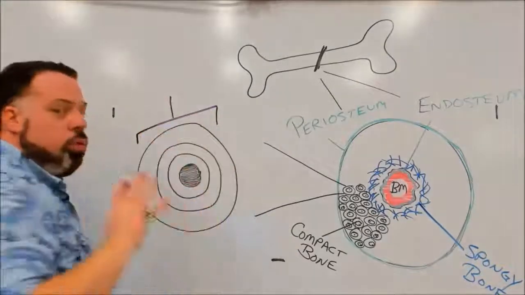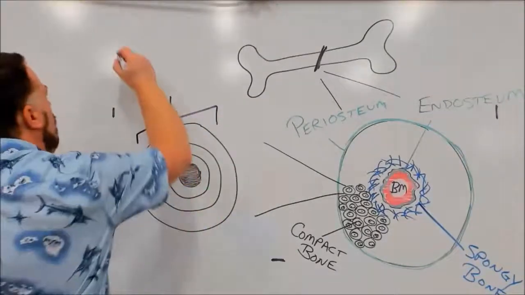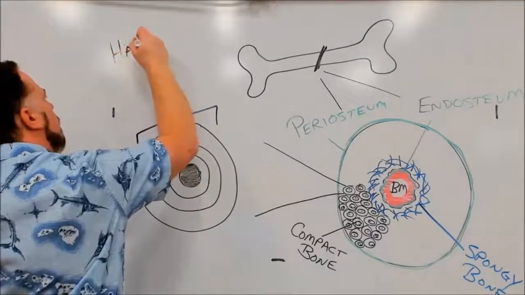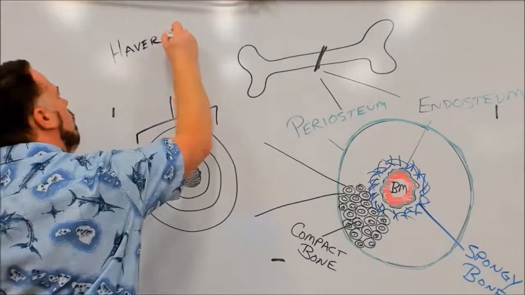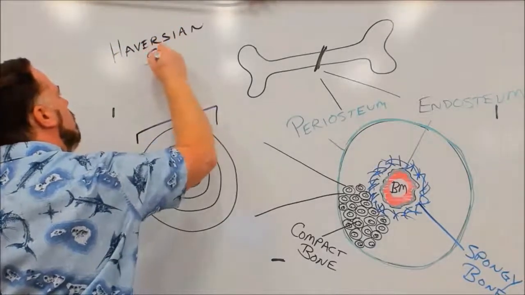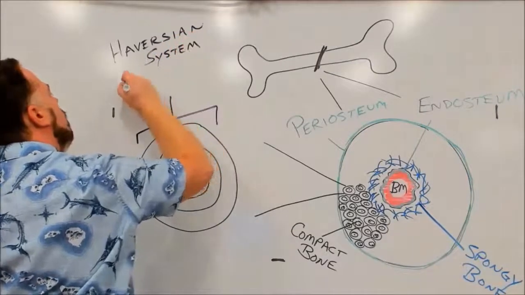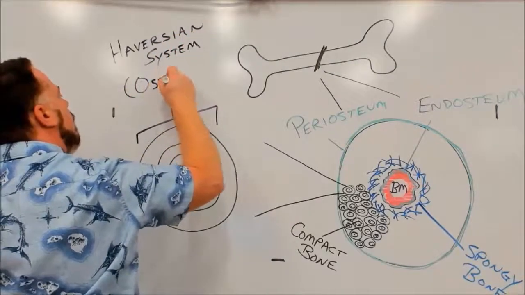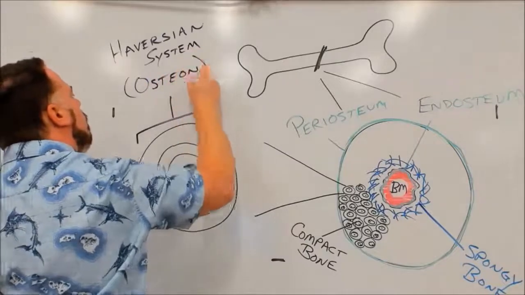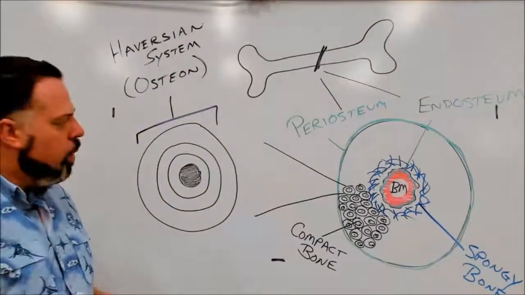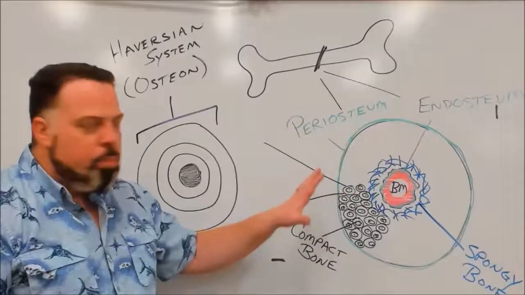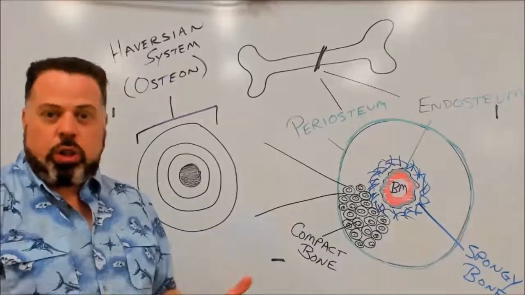This could be called two different things. We could call it a Haversian system, or simply an osteon. Okay? So the compact bone is made up of many osteons, or Haversian systems.